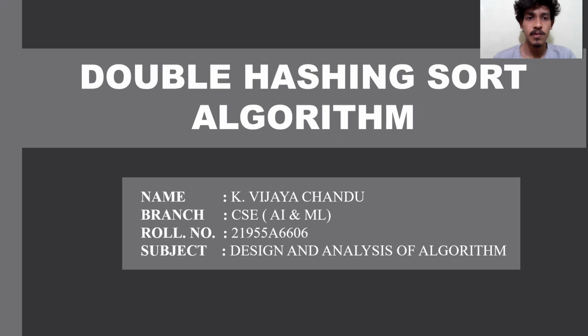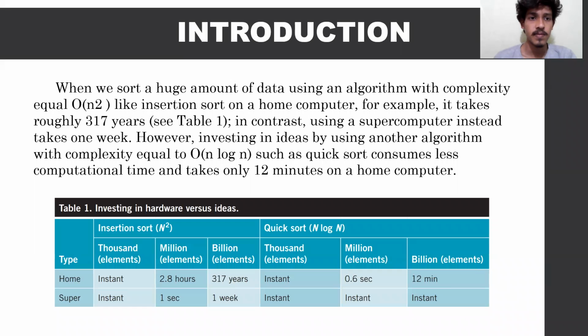Today I am going to explain the double hashing sort algorithm. Introduction. When we sort a huge amount of data using an algorithm with complexity equal to order of n squared, like insertion sort on a home computer, for example, it takes roughly 317 years.